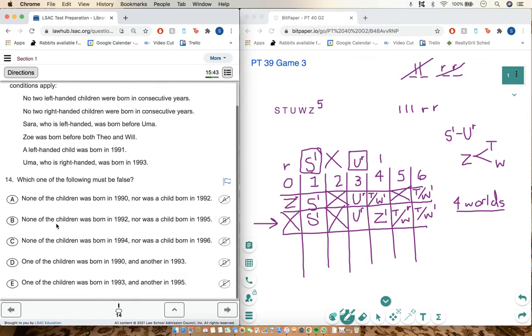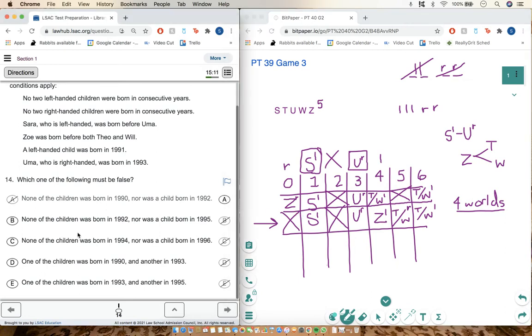Next question, which one of the following must be false? None of the children was born in 1990, nor was a child born in 1992. So they're saying which one must be false. It absolutely cannot happen. So can we have a situation in which no one is born in 90 or 92? Yes, we can. So this second situation here, no one is born in 90, no one is born in 92. That's not a must be false thing because we have an example of it, right? So that works. That's not must be false.